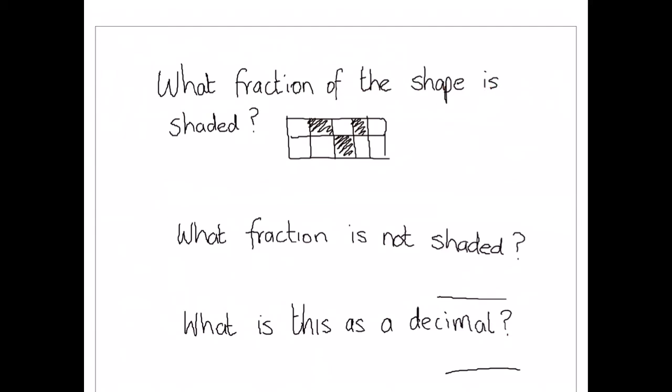What fraction of the shape is shaded? Well, we have 10 pieces and 3 are shaded. So 3/10 is shaded. What fraction of the shape is not shaded? Again, we have 10 pieces. And if you have a quick count, you can see 7 are not shaded. And what is this as a decimal? 7/10, units and tenths. 0 whole ones and 7/10. So it's a decimal. It's 0.7.